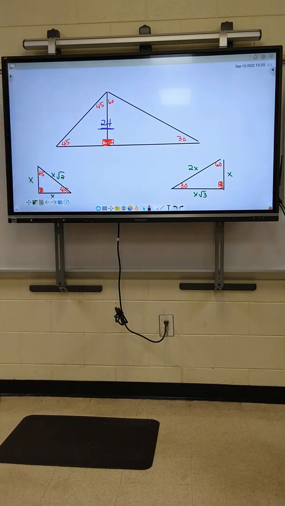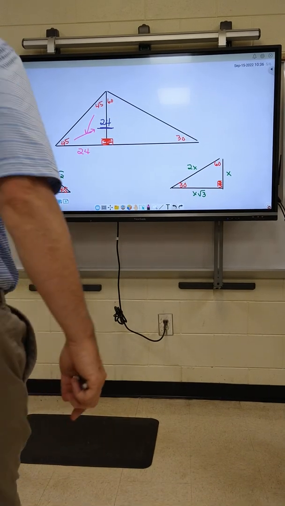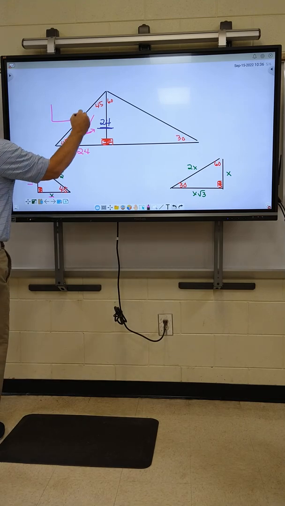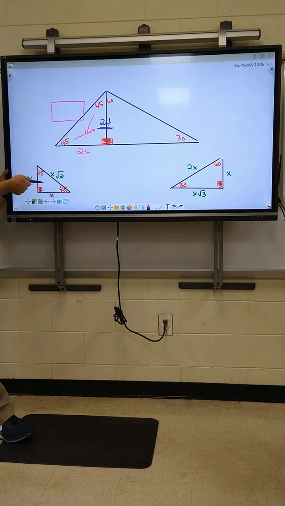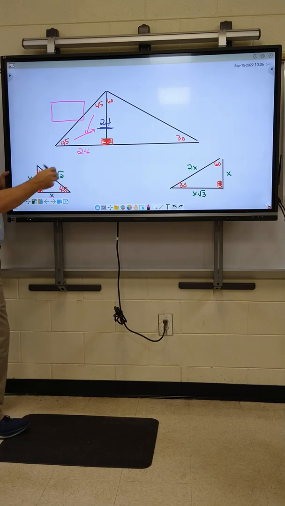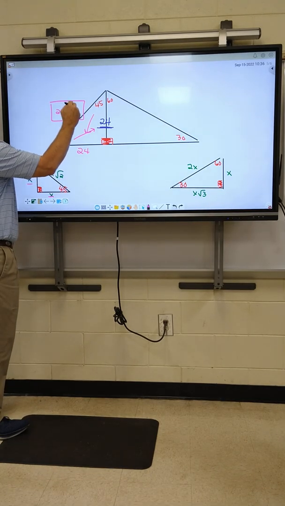Coach Aaron, can I see William Rissler? What's this side right here going to be? What's the formula tell you? It tells you, take this side and multiply it by root 2. So that's going to be 24 root 2.